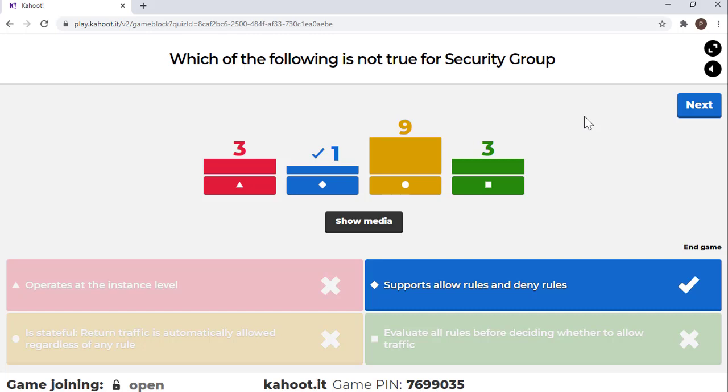Supporting allow and deny rules is not supported by a security group. So understand here, and I think I'll take more time to explain the differences between a security group and a NACL, which is network ACLs. A security group operates at an instance level, and a NACL operates at a subnet level. A security group only allows allow rules. A NACL is where you can both allow and deny rules.